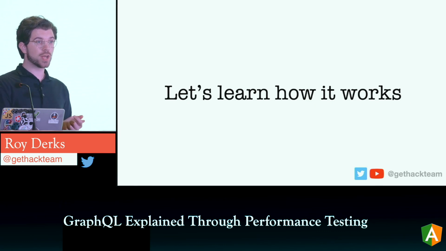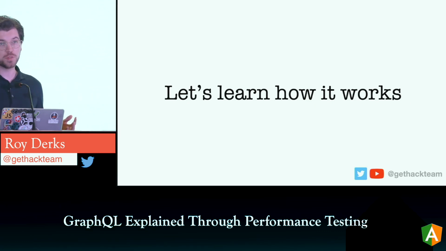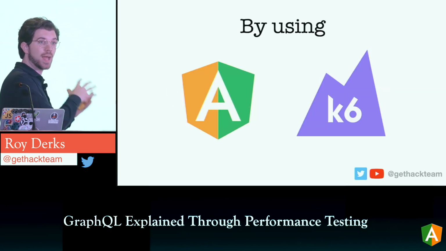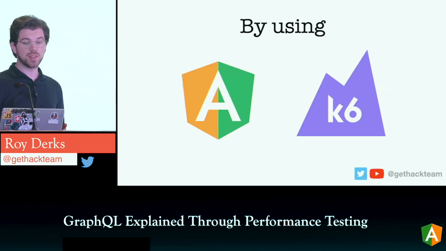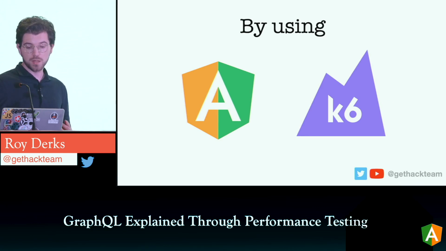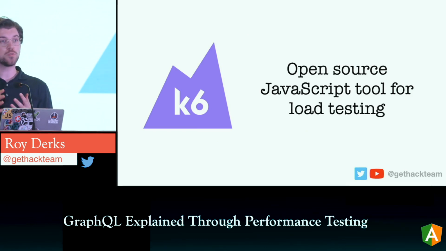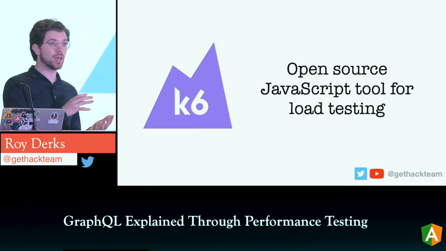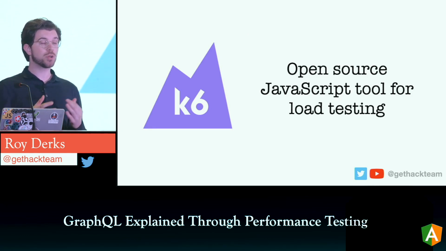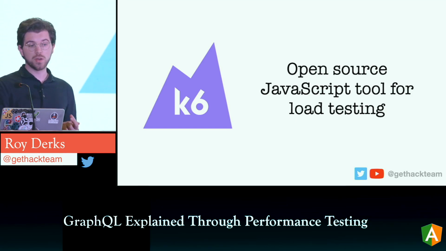So let's start learning how it works, as only a few of you have been using GraphQL, and most of you want to learn it, you're at the right place. And for this, we will be using Angular, of course, in a special React India edition, and we will also be using K6. So K6 is an open source JavaScript tool or library for load testing. With K6 you can performance test or load test, however you like to call it, APIs, but also applications. And this is all open source, so you can use it on your computer.